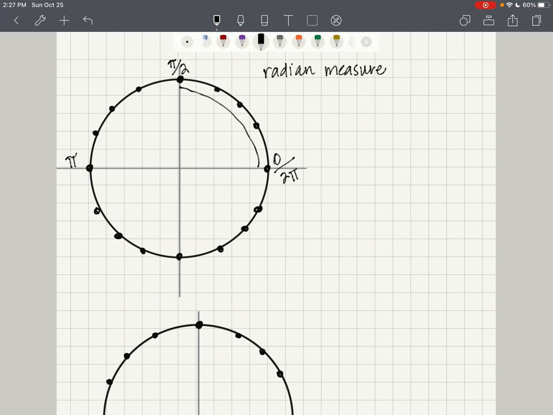Here, let me show you. 1 pi over 2. 2 pi over 2 is pi. 3 pi over 2. 4 pi over 2 is 2 pi. Let's do that again. 1 pi over 2. 2 pi over 2 is 1 pi. 3 pi over 2. 4 pi over 2 is 2 pi. So now let's write that down. 1 pi over 2, 2 pi over 2, 3 pi over 2, 4 pi over 2. 4 pi over 2 is 2 pi.